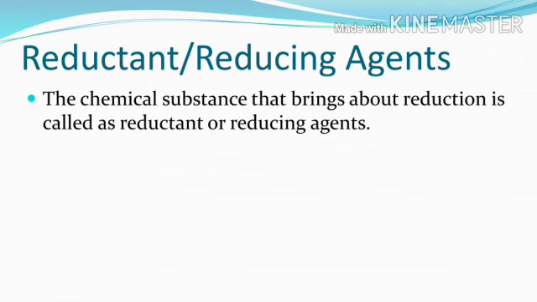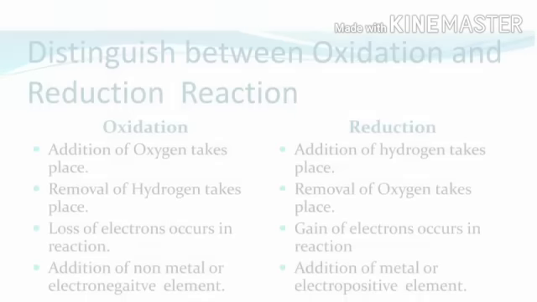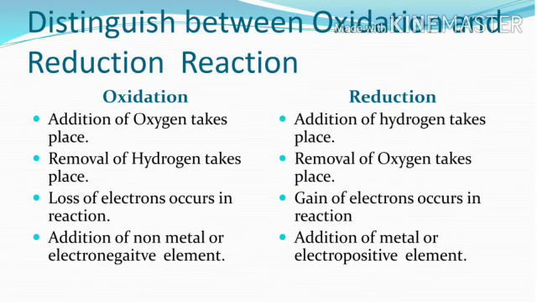Reductant or reducing agent. Likewise, like oxidants, reductants are also defined as the chemical substance that brings about reduction, called reductant or reducing agents. Here we are finding that during some industrial purpose reactions, some of the reducing agents are used to carry out the reduction reaction. Here we are seeing distinguishing between oxidation and reduction reaction.